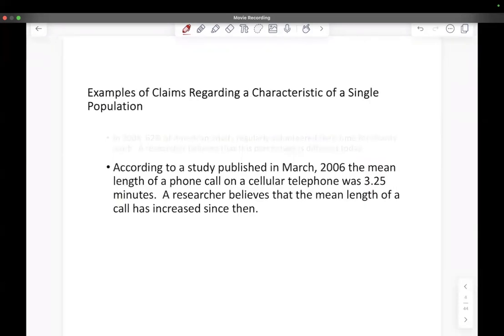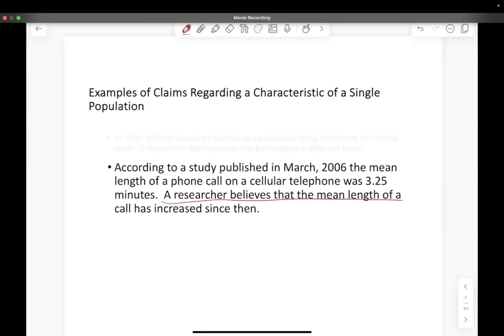So this one right here: according to a study published in March 2006, the mean length of a phone call on a cell phone was 3.25 minutes. A researcher believes that the mean length of a call has increased since then. This part would be my hypothesis. So they think that the average length of a phone call is greater today than whenever they did this 2006 study. They believe that it has changed and that it is greater. So that would be the hypothesis.